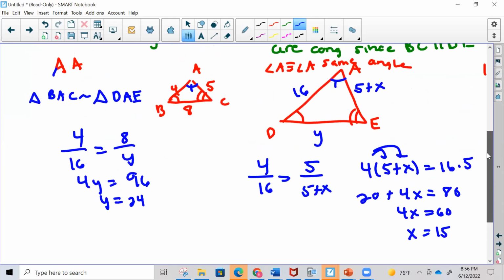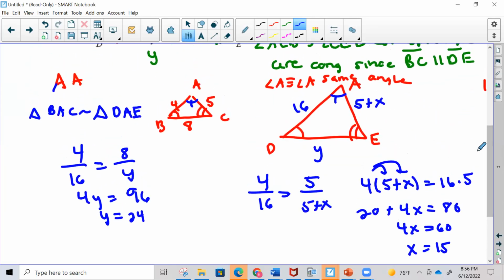So the key thing again is first prove the triangles are similar, generally not using the sides, and then find the missing side. Okay, and so that should help with one of the homework problems. If you have any questions, let me know.